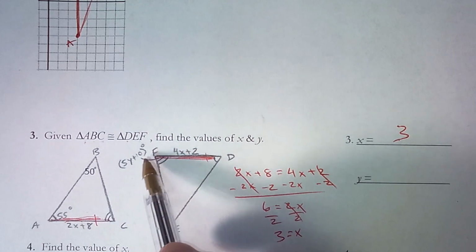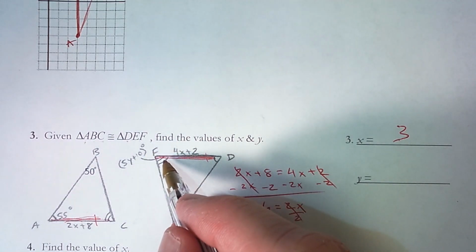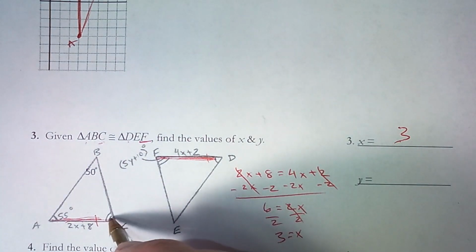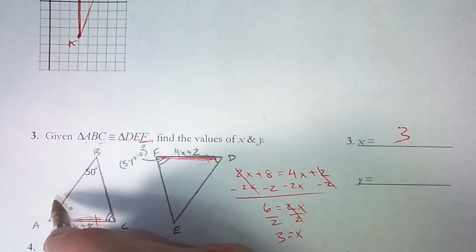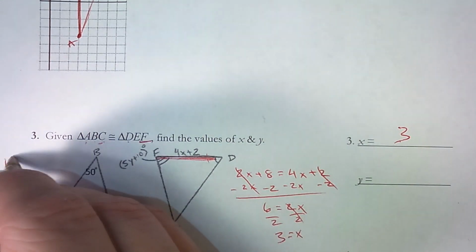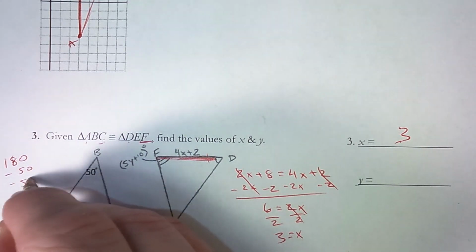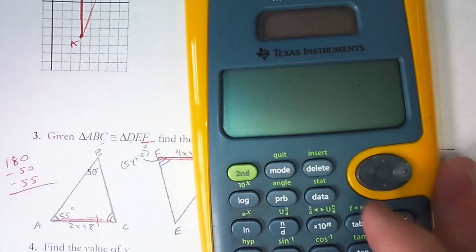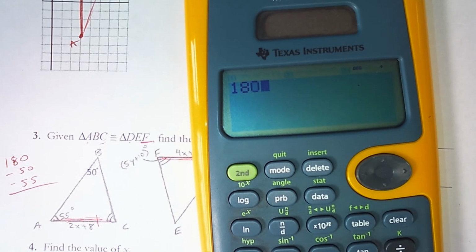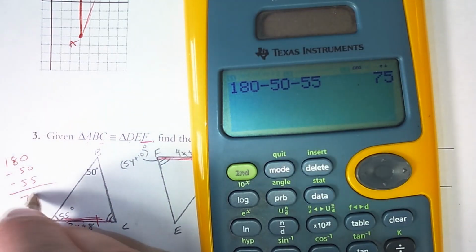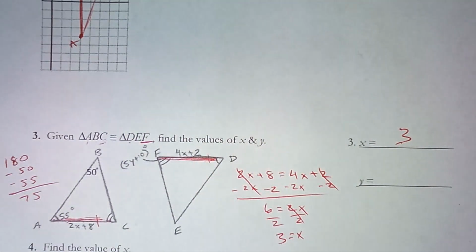Okay, now 5y plus 10, that's on angle F, and angle F corresponds with angle C, and I don't have anything on angle C. But I know that a triangle makes 180 degrees. So if I subtract 50 and 55, so 180 minus 50 and minus 55, I get 75. So I know this angle right here is 75 degrees.